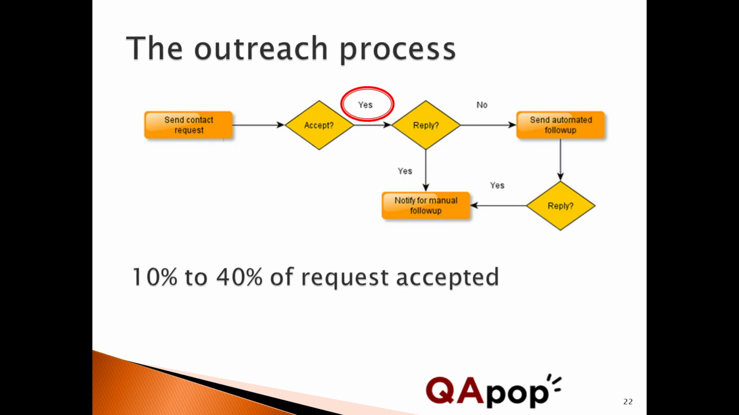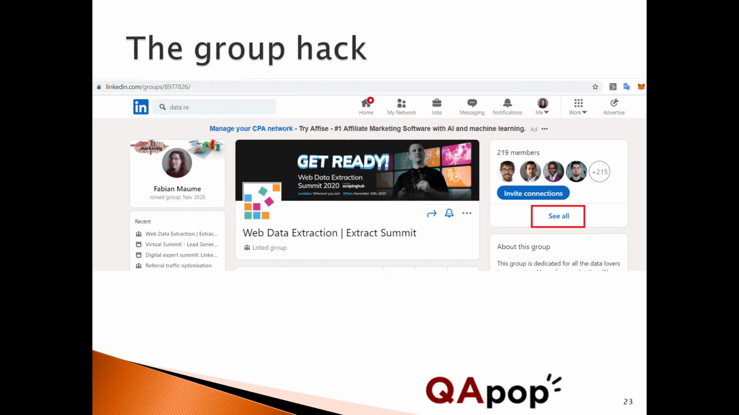Now, as promised, let's go back to automating groups. A big pain point in the outreach workflow I showed you so far is you need people to accept the contact request, and you are losing more than half of your database here. What if you could fully bypass this stage? This is something you can do when you're targeting members of a group.